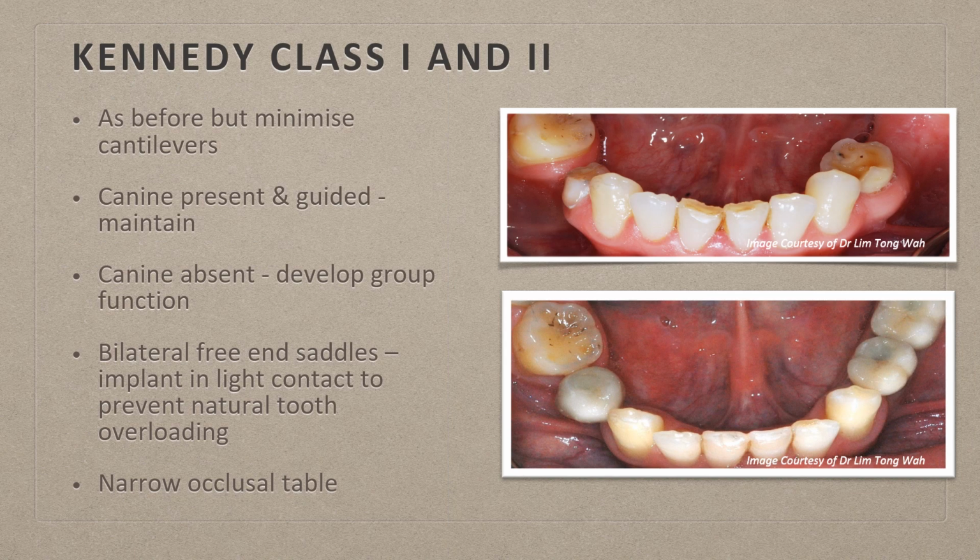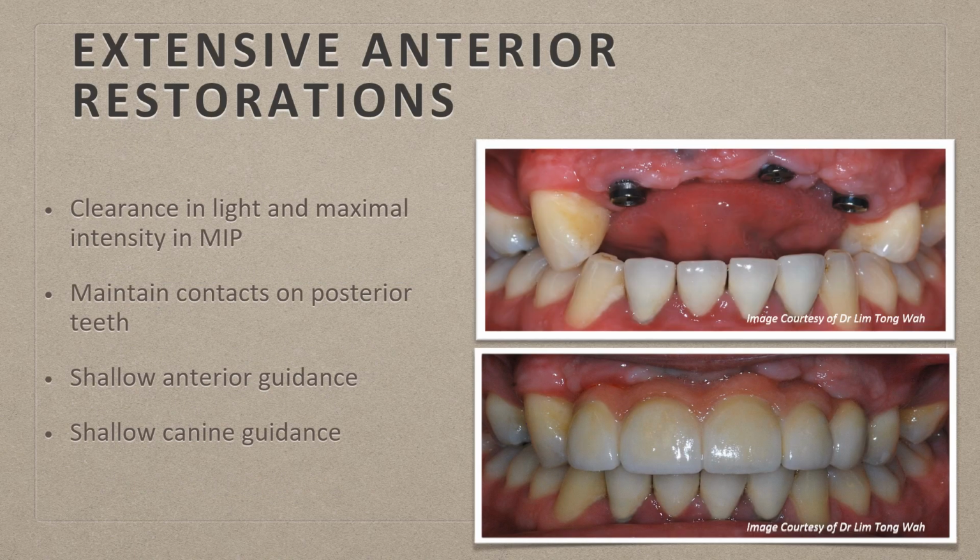Regarding Kennedy 1 and 2 cases, the prescribed occlusion is the same as short-span posterior implant restoration. For bilateral distal extension cases, implants should be in light contact to prevent natural tooth overloading. With regards to extensive anterior implant restorations, just like other implant restorations, clearance on light contact and contact on maximum intercuspal position. Must maintain contacts on posterior teeth and provide shallow anterior and canine guidance.